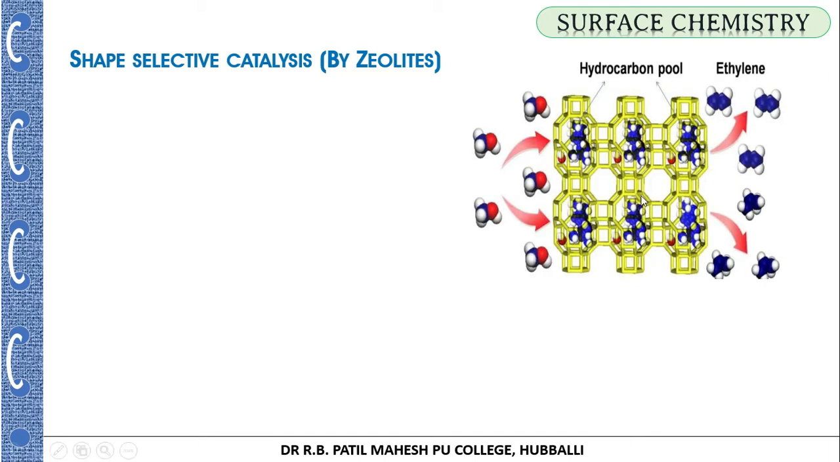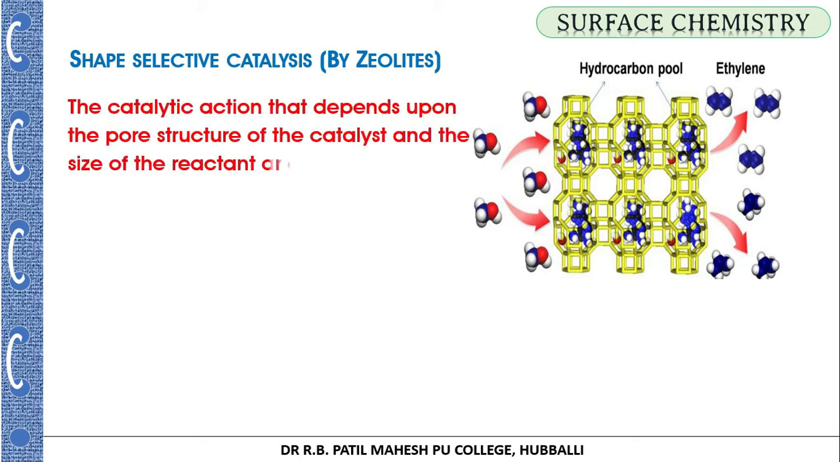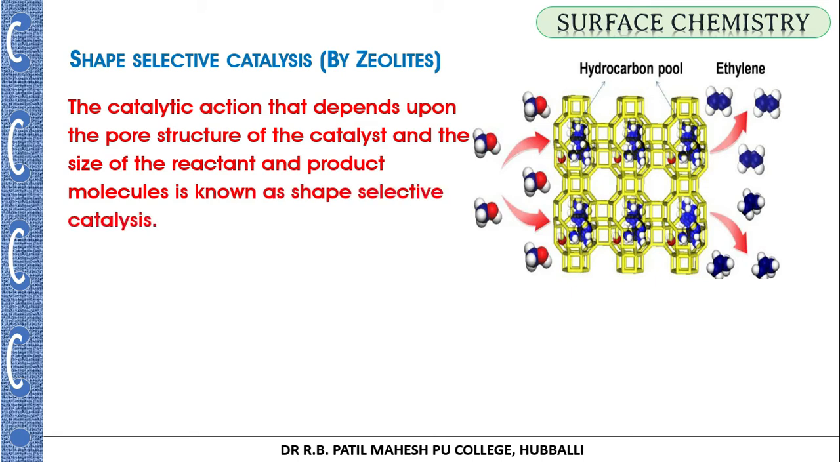See, these are the zeolites. They have a three-dimensional network-like, cage-like structure with pores of a particular size. Now, reactant molecules which match or are smaller than this pore size can only enter, and they can react and come out as the product, whereas other reactant molecules are not able to enter it. So what is shape selective catalysis, students? The catalytic action that depends on the pore structure of the catalyst and the size of the reactant and product molecules is known as shape selective catalysis.